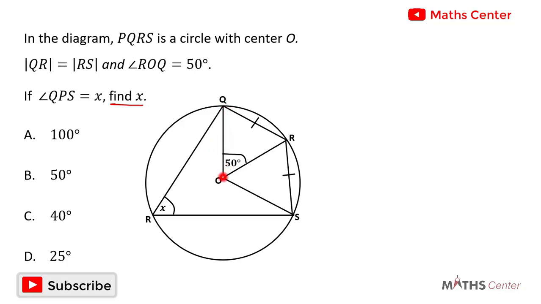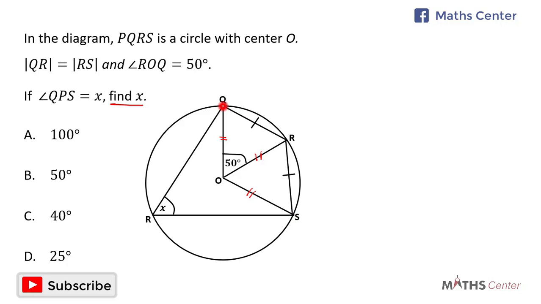So it means that OQ is a radius, OR is a radius, and OS is also a radius. In the same circle, the radius of a circle will be equal. So it means that OQ is equal to OR and is equal to OS. So the length OQ is equal to the length OR and is equal to the length OS.